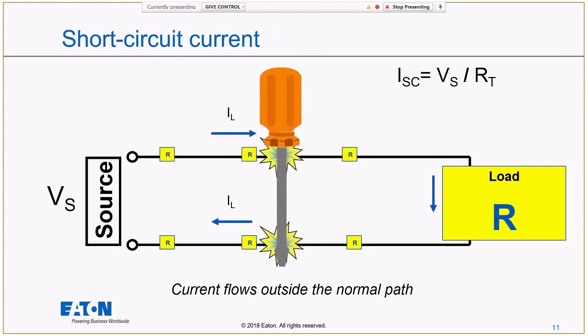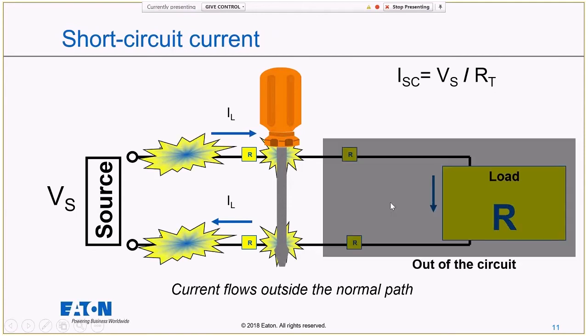We've got the screwdriver going between my two conductors. When that screwdriver goes between my two conductors, those electrons would normally go out to my load and come back to the source. But they're lazy. They don't want to go out to that load and do work. They don't have to. Instead, they're going to take that shortcut right through the screwdriver. When they do that, they're essentially taking the load completely out of the circuit, right?